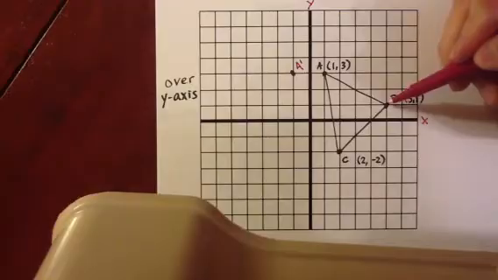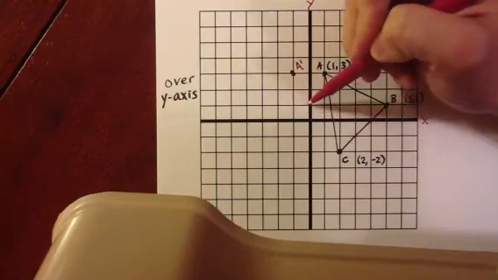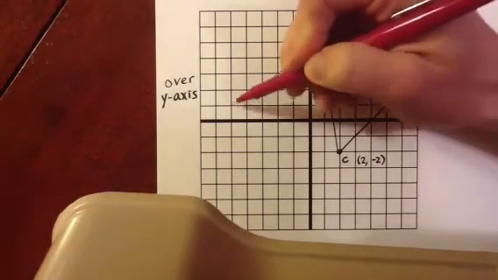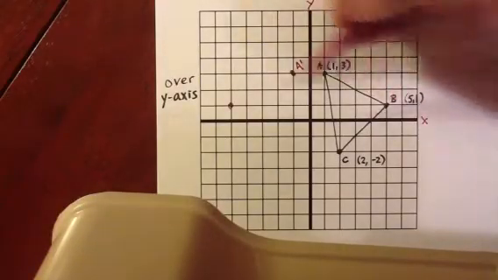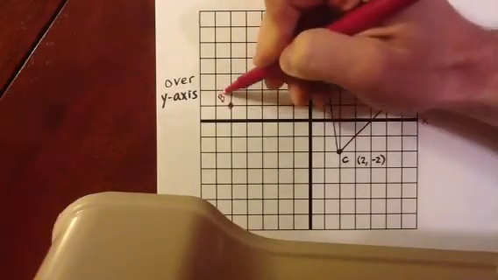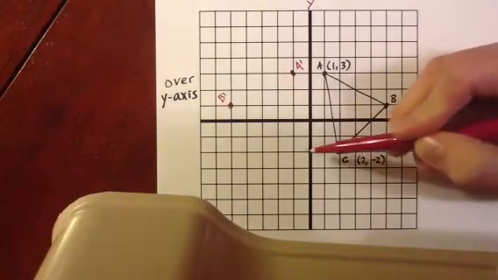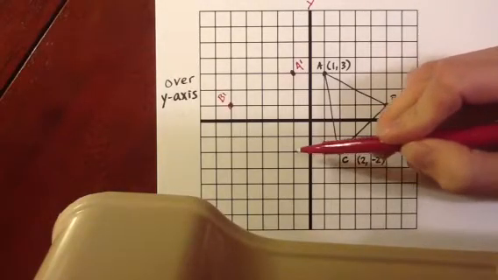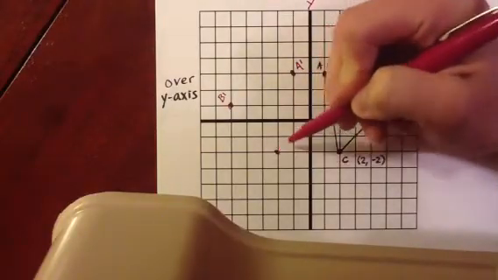B, which was over here at 5, 1, instead of being 5 units to the right of the line, it's going to move 5 units to the left of the line. 1, 2, 3, 4, 5. We're going to put a little dot right here, and we're going to label this point B prime. Here's point C. It's down here. It is 2 units away from the line. It's going to reflect 2 units to the other side of the line. So we're going to put a little dot right here. We'll call it C prime.